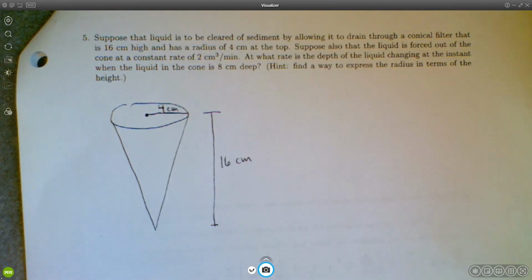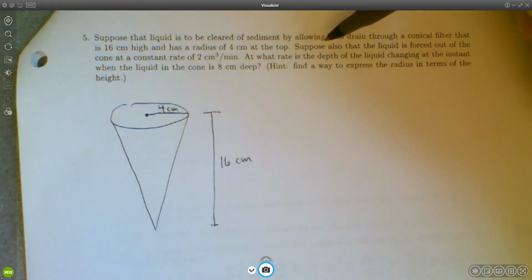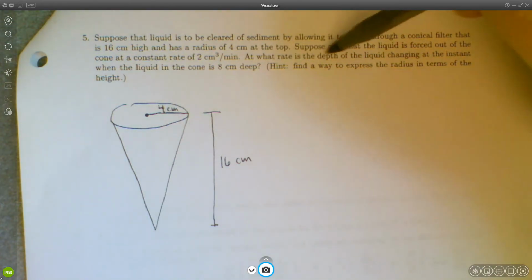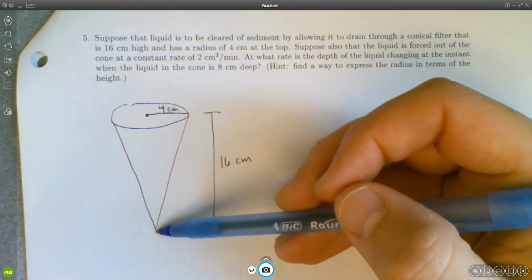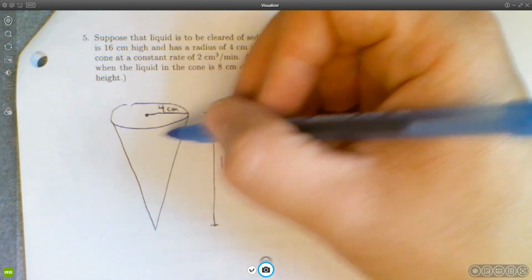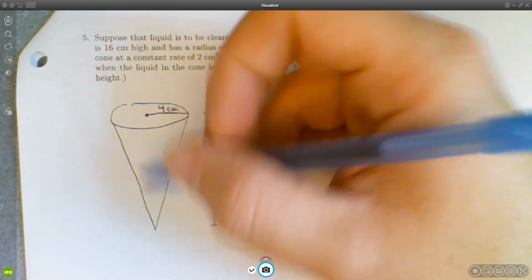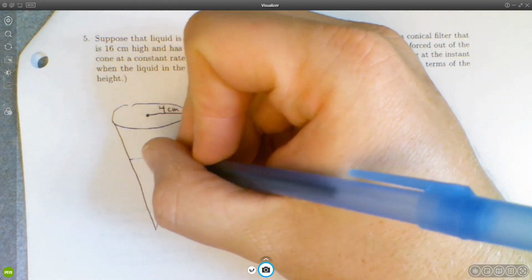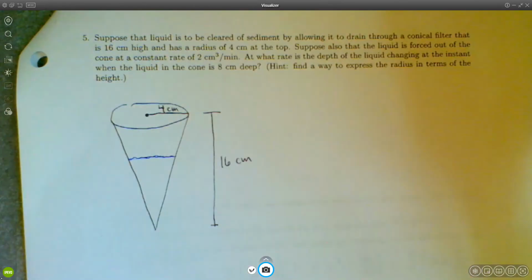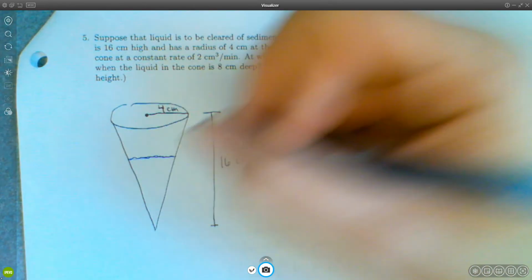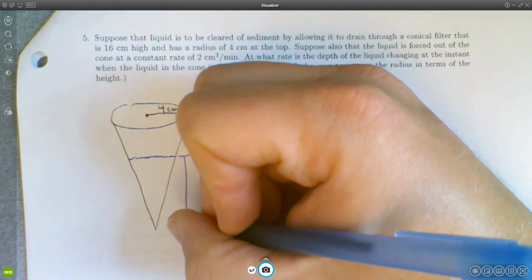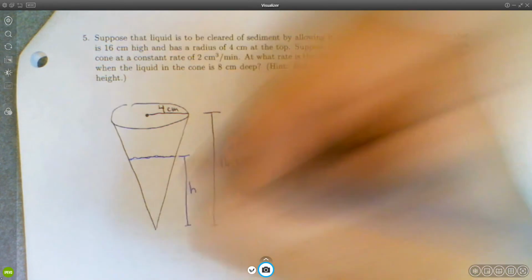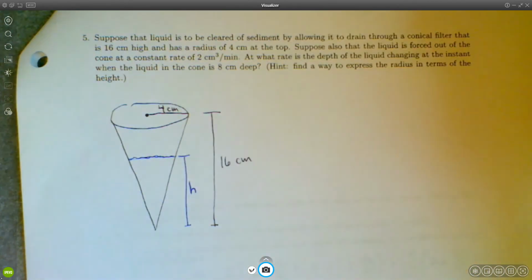Okay, so we want to find the rate at which the depth of the liquid is changing. In other words, as the liquid is forced out of the bottom, the height of the liquid is dropping, right? Maybe our liquid is down to here at some point, and let's call that the height of the liquid. We want to know how fast that height is changing.